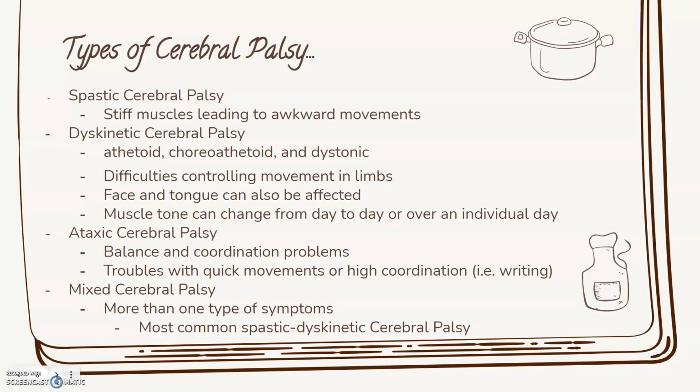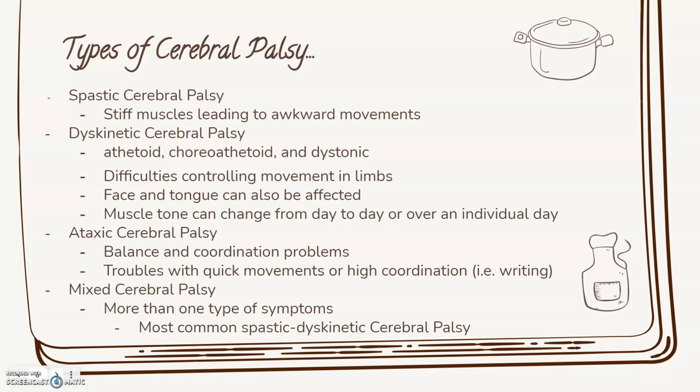Spastic CP can have characteristics of stiff muscles leading to awkward movements. This could become challenging in a foods room when trying to cut vegetables, stir a pot, or reach for high or low down items. Dyskinetic CP can also be known as athetoid, choreoathetoid, and dystonic CP. Those with dyskinetic CP face challenges with controlling movements in their limbs, and the face and tongue can also be affected, causing them to have trouble speaking or being understood, which may affect social interactions within a classroom.